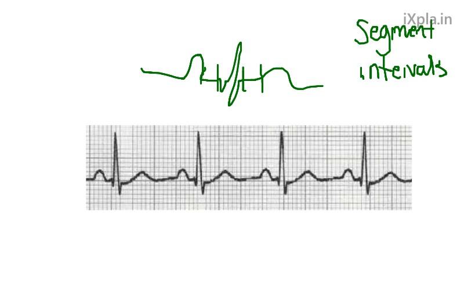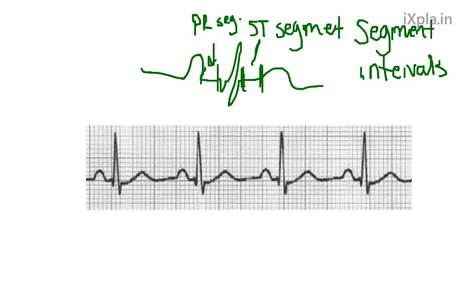So this will be called the ST segment, because it goes from the end of the S wave to the beginning of the T wave. And this is called the PR segment, because it's going from the end of the P wave to the beginning of the R wave. Well, technically the beginning of the Q wave, but just forget about that. So it's the PR segment and the ST segment.